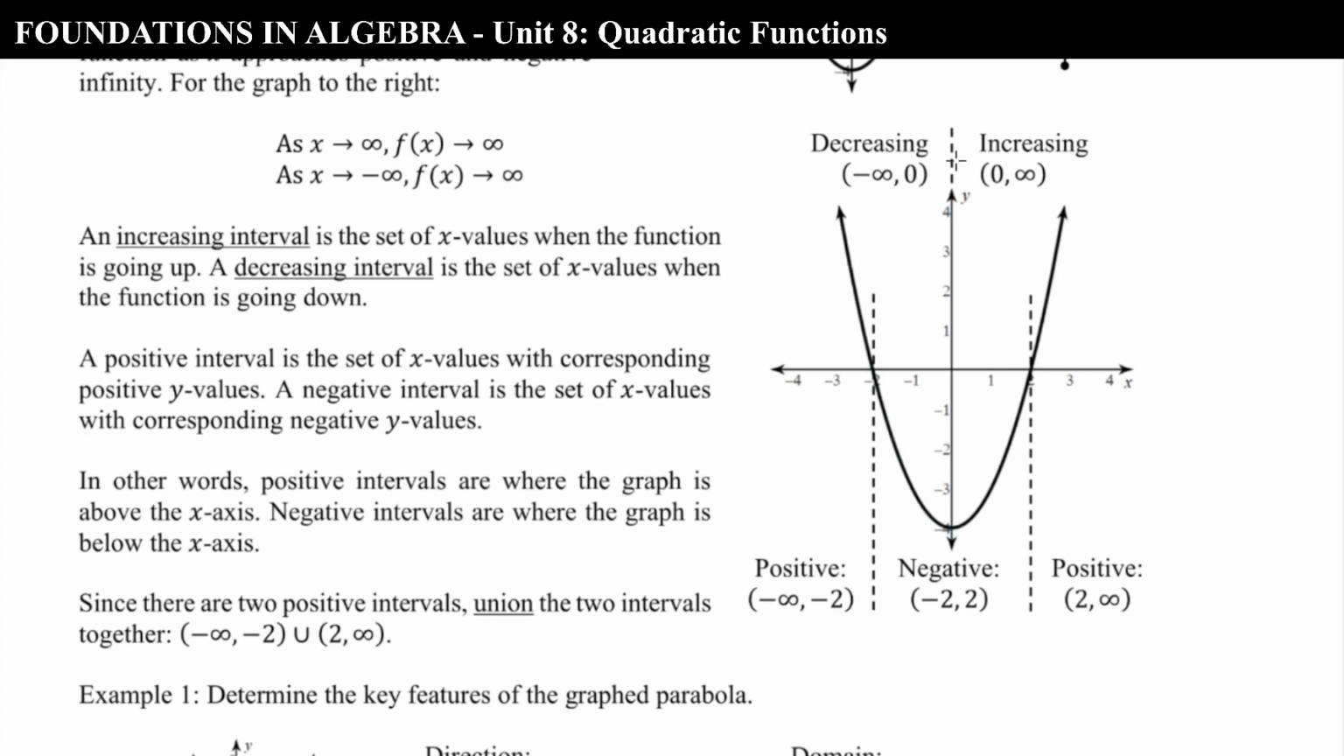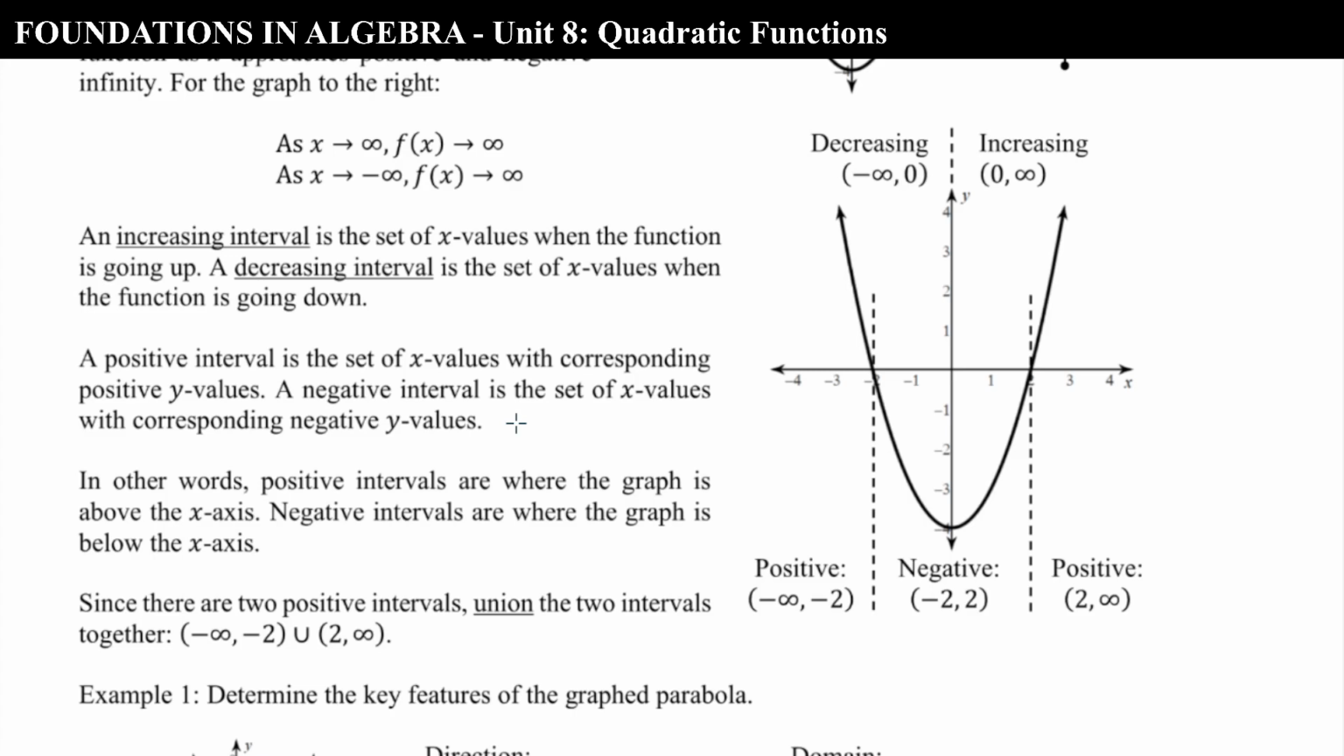And it goes down until we get to x equals 0, okay? So we got decreasing from negative infinity to 0. Then we're increasing from 0 to infinity. X equals 0 to infinity, indicated by the arrow on the right.